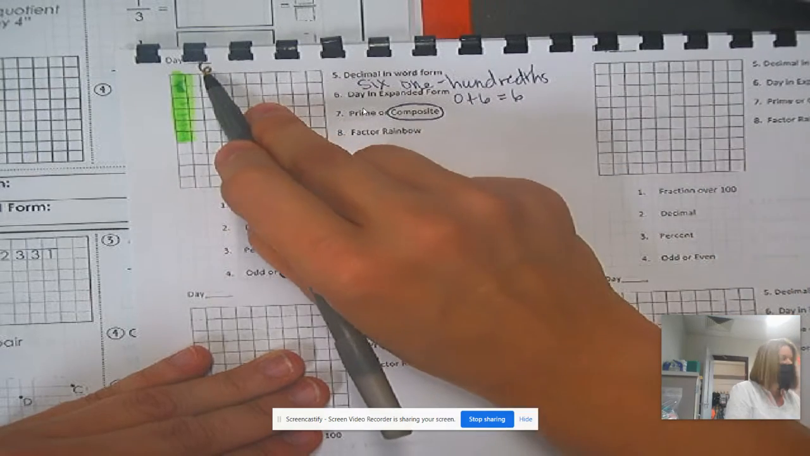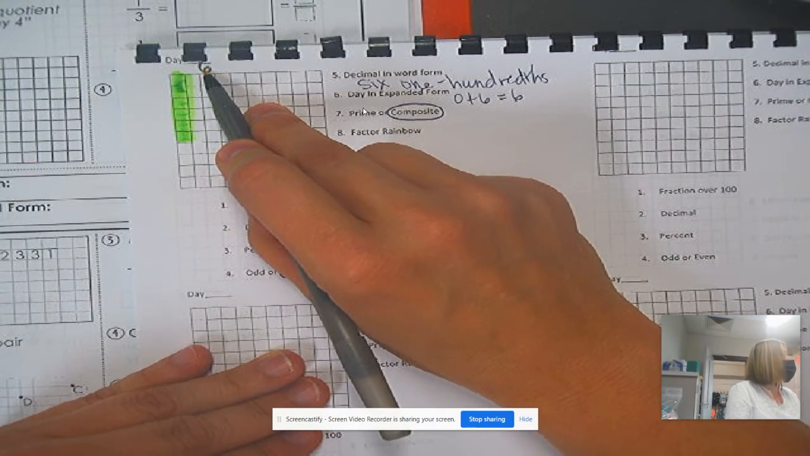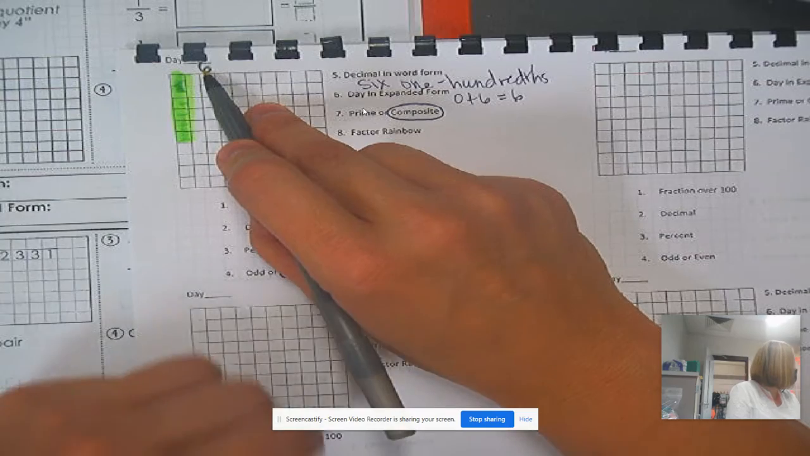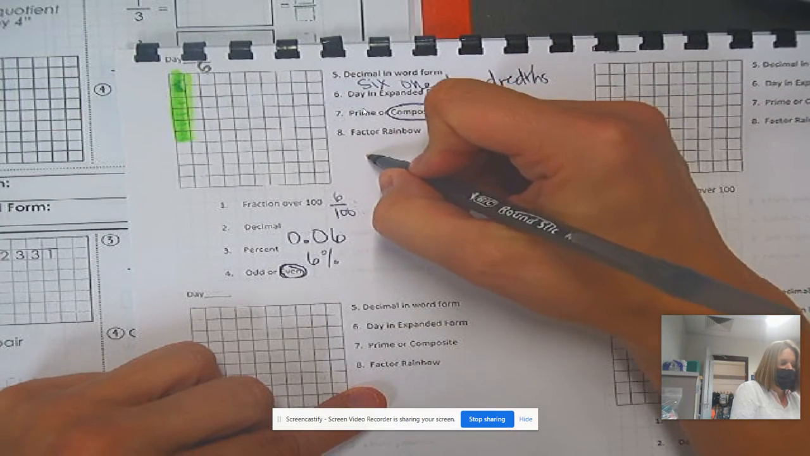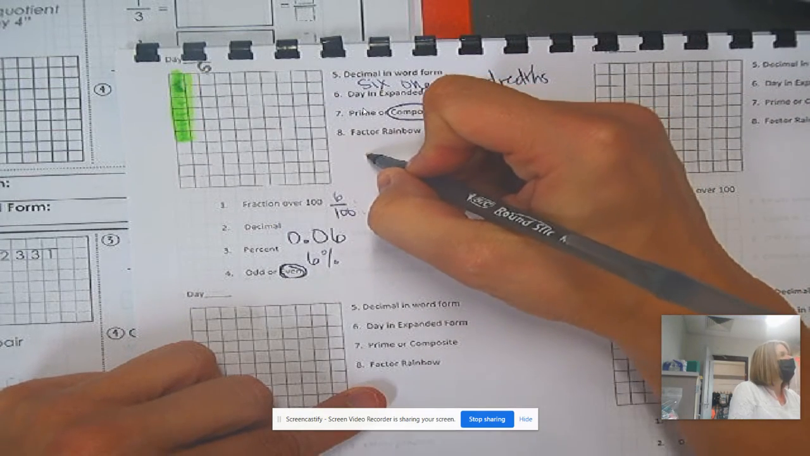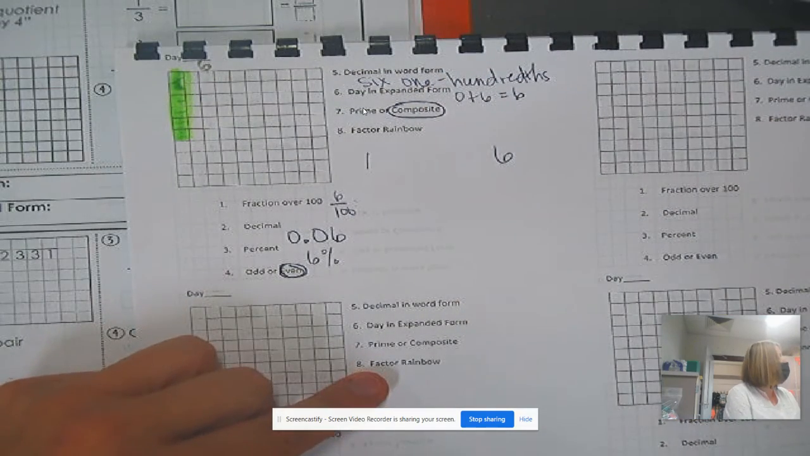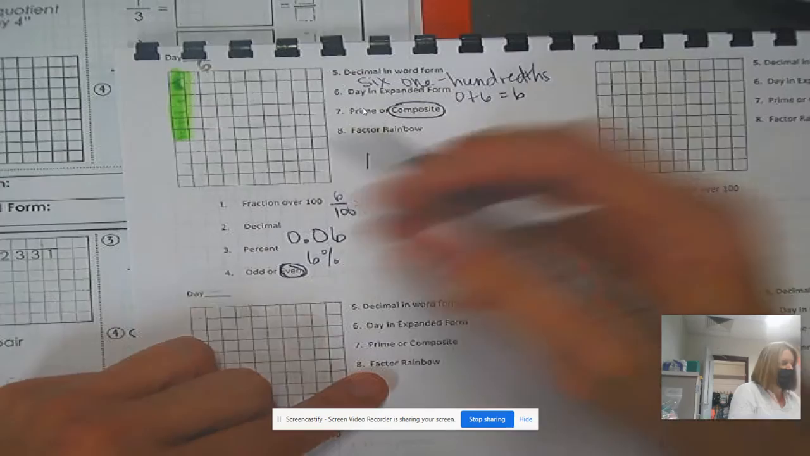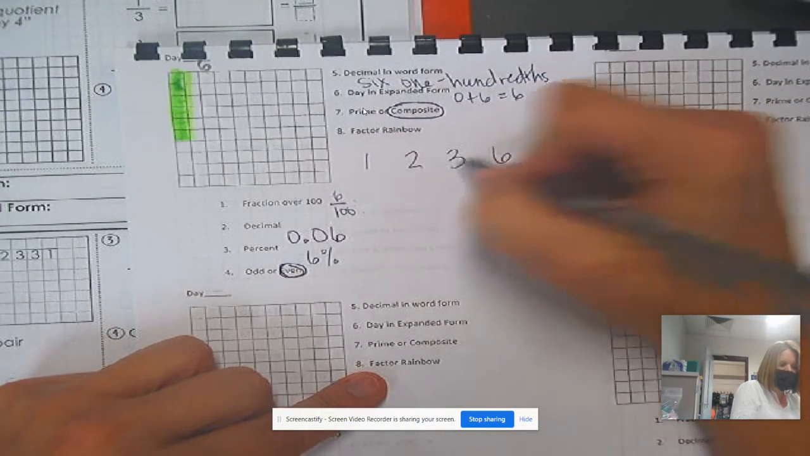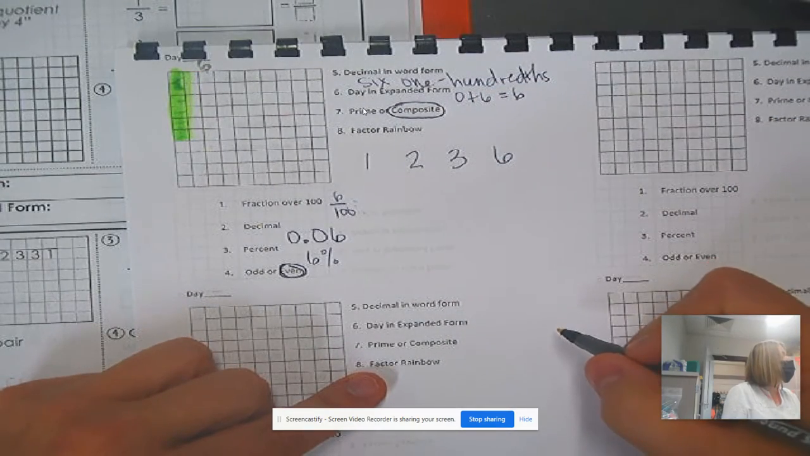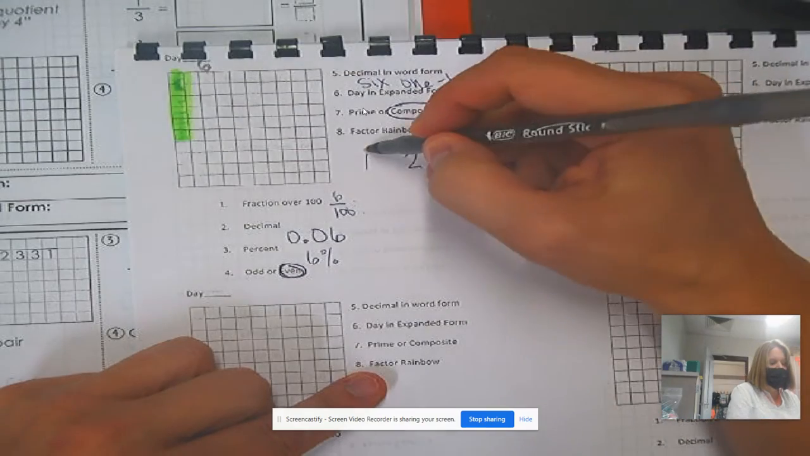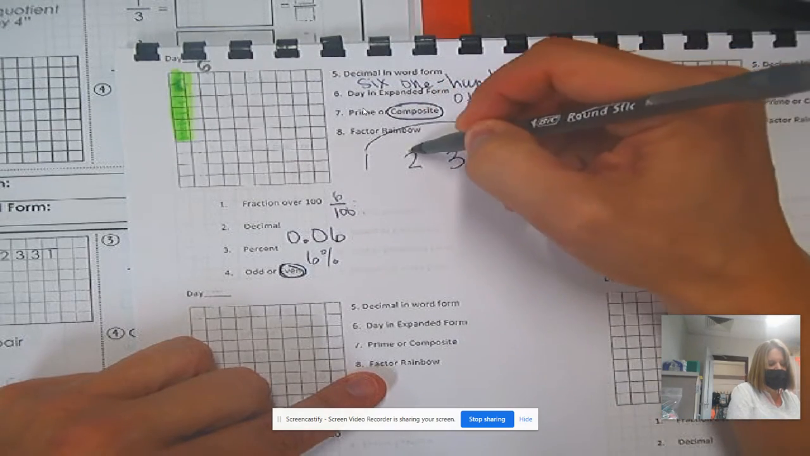And factors of 6. Two numbers multiplied together. Well, let's do the easy one. 1 and 6. Good. Anything else? Nick? 2 and 3. Good. Anything else? Okay, then we make our rainbow lines.